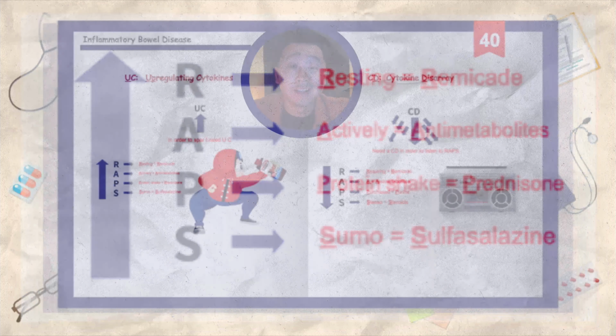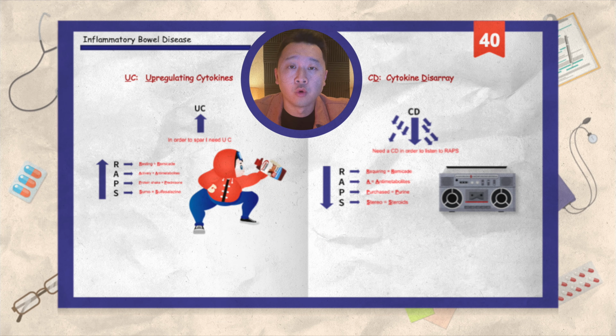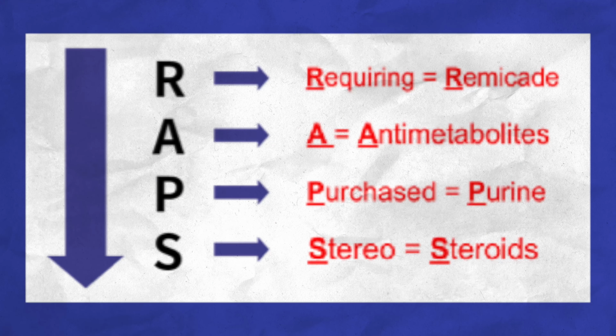In Crohn's disease, the D stands for disarray, which means that there's a disarray of cytokine production, and that leads to an overexpression of TNF-alpha, which leads to the apoptosis of these cells. The D can also be looked at as going from a top-down approach. The acronym to memorize these specific drugs in order is that we need a CD in order to listen to RAPs. Starting from the top-down approach, the R is Remicade, which is a TNF-alpha inhibitor.